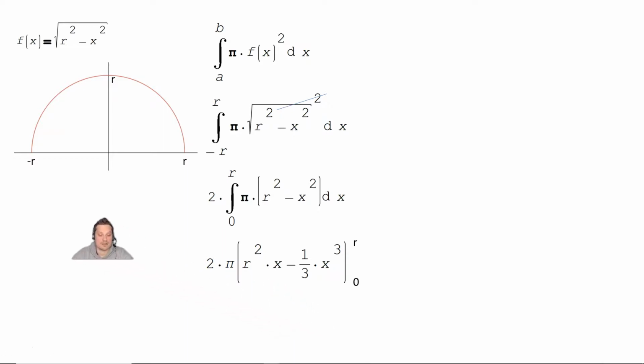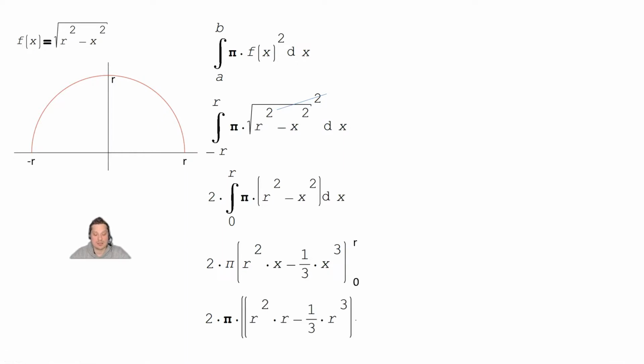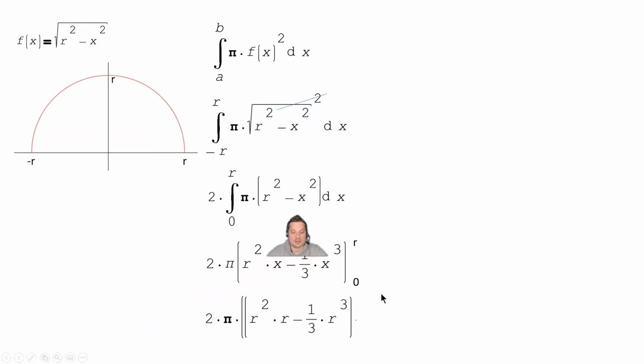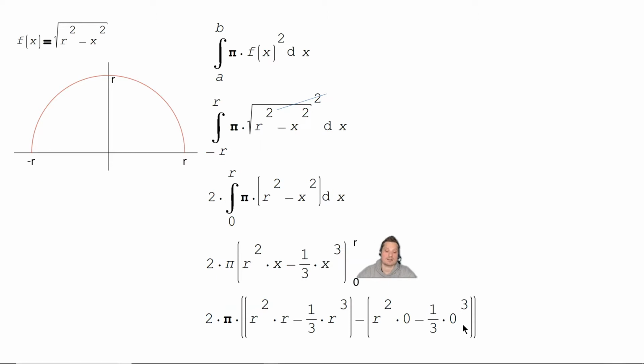So that's going to look like the following. Well, first, I'm just going to copy the 2 pi. Then I'm going to put r squared times r minus 1/3 r cubed. So notice that for this step right here, every occurrence of x has been replaced with r, the upper limit of integration. And then from that, you're going to subtract, naturally enough. So it's going to look like minus, and then every occurrence of x will be replaced with 0. So it becomes r squared times 0 minus 1/3 of 0 cubed.